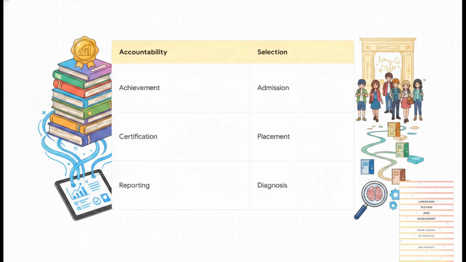Exactly. Conversely, selection is about making decisions for or about individuals. Right, so we're talking about admitting a student into a university program, placing them in the correct course level, or maybe screening them to diagnose specific learning needs so they get the right support. It's way less about looking back at what they learned and entirely about deciding their next step.